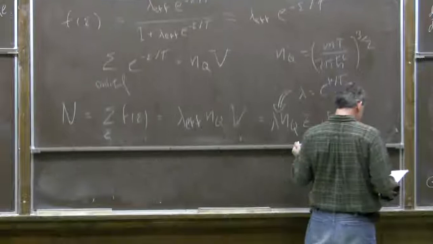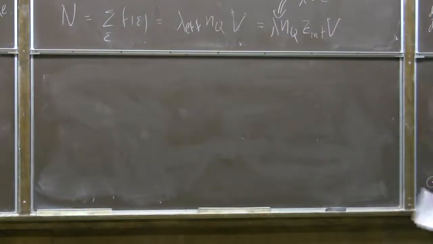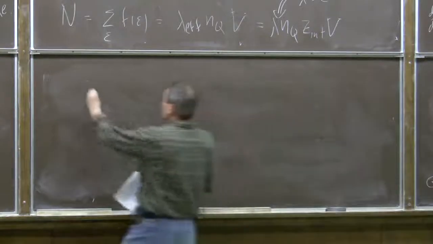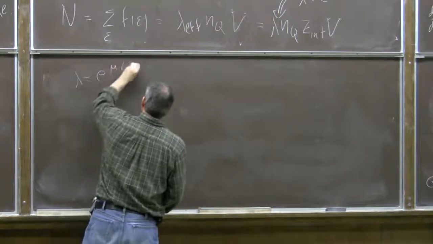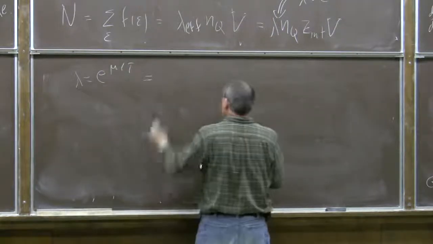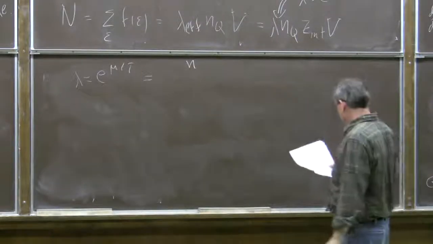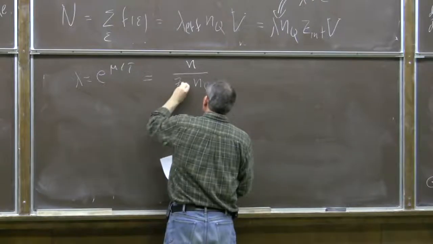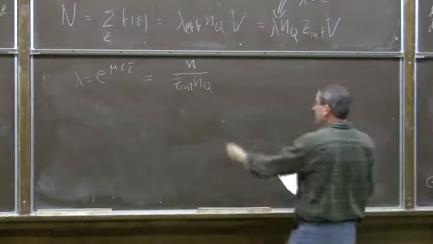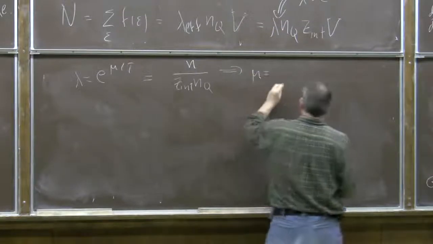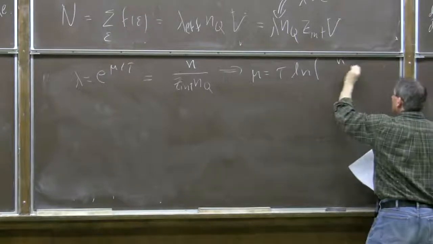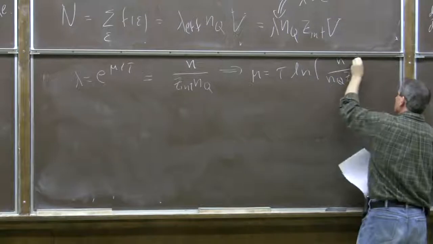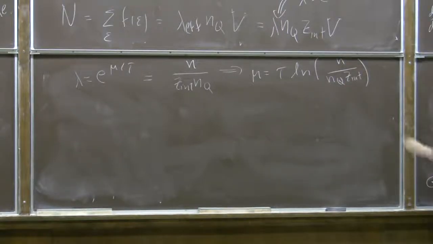Now the payoff is we'll get a modified expression compared to our earlier result for the chemical potential of an ideal gas. We have lambda, e to the mu over tau, equals the concentration, number of particles per unit volume, divided by quantum concentration times internal partition function of the molecule. And then if I take logs, mu is equal to tau times natural log of n over quantum concentration times z internal. That's the formula that we had before, except now with this additional internal partition function contribution because it's a molecule rather than a single atom in the orbital.